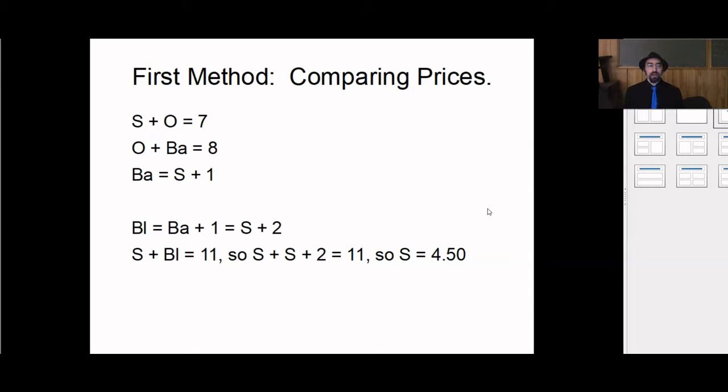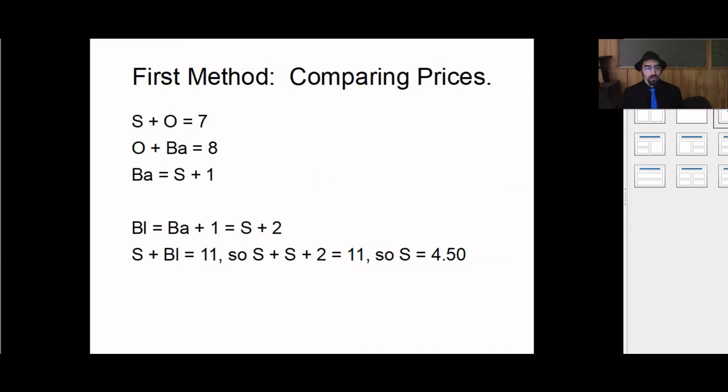So one method is we could try to compare prices. So we know that the strawberries and the oranges cost 7. The oranges and the bananas cost 8. Notice I'm using a pretty intuitive, first letter method for assigning variables to the prices, with, of course, B representing bananas or blueberries. I have BA for bananas and BL for blueberries. No, these aren't chemical formulas. This is not sulfur, oxygen, and barium. It's just fruit prices.